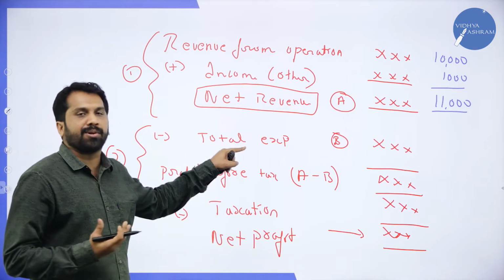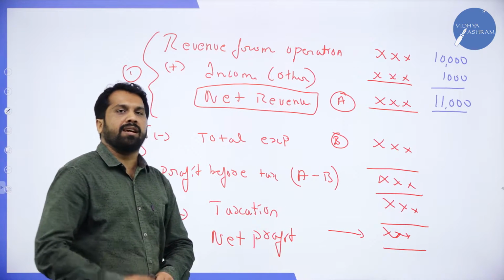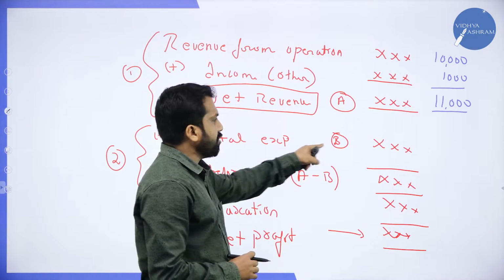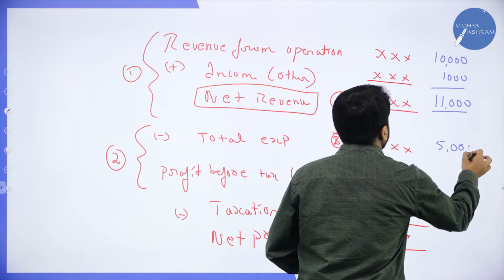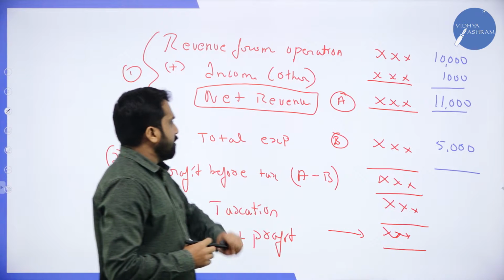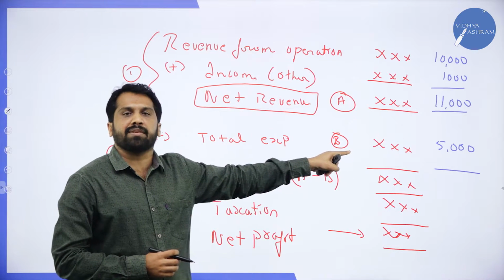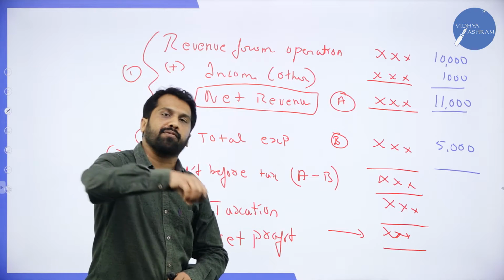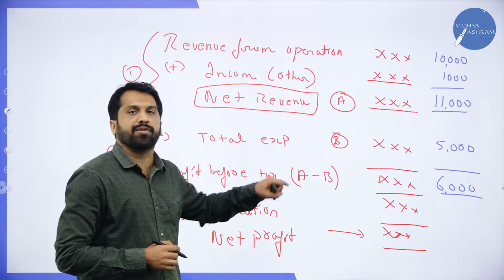After that, we have to take total expenses. It may be your salary, depreciation, rent, printing and stationery, advertisement, electricity bill, whatever it may be. All expenses we should consider. The total of all expenses may be 5,000. Now, this is your A. A is how much? 11,000. Your income is 11,000. Your expenditure is 5,000. 11,000 minus 5,000. What is your profit before taxation? 6,000. This we call profit before taxation.